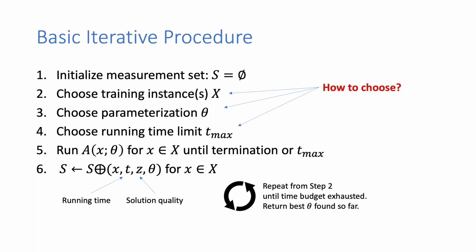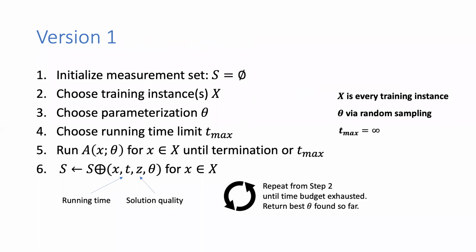So the design choices under this basic procedure are basically these 3 steps. How do we choose the training instances we want to measure? How do we choose the parameterizations we want to measure? And how do we choose the running time limit?